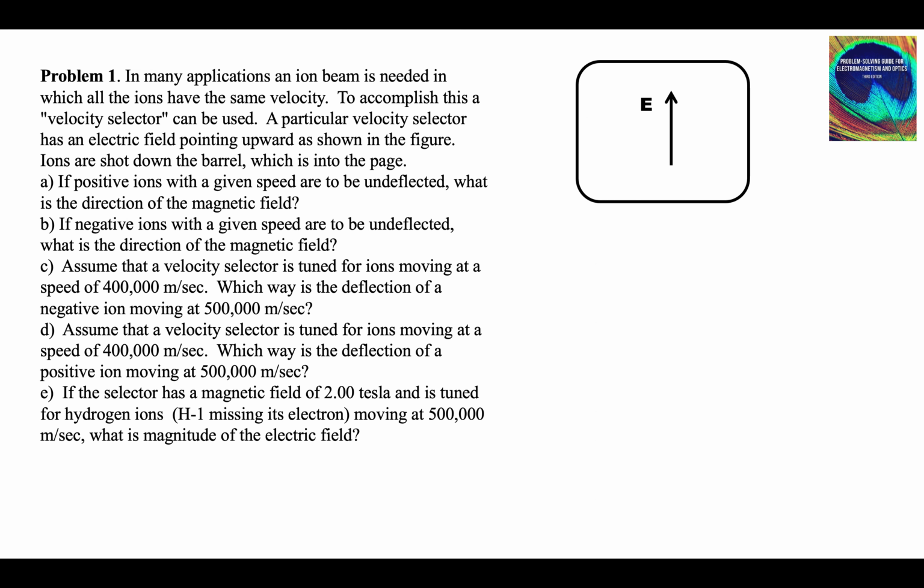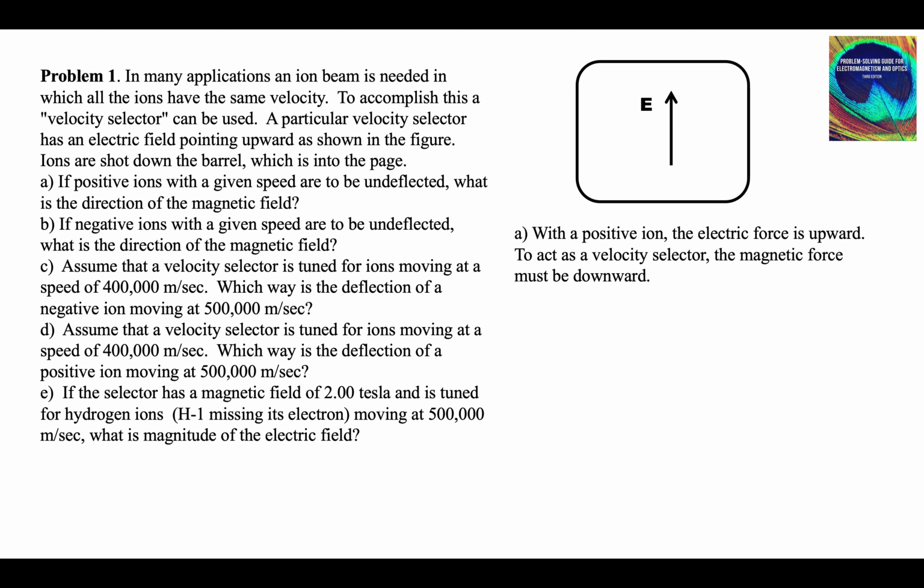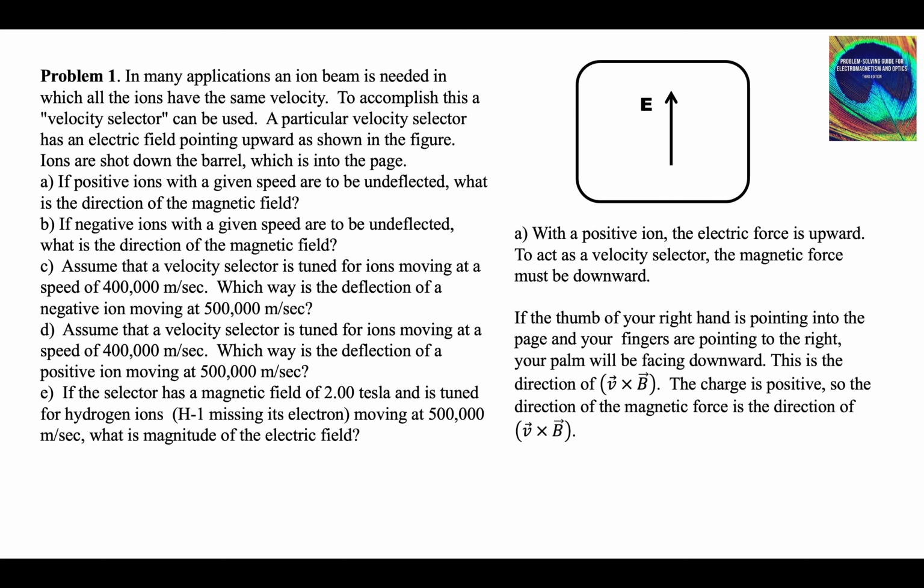Part A, if positive ions with a given speed are to be undeflected, what is the direction of the magnetic field? The electric field is upwards, it's a positive particle. The electric force is upwards. If it's going to act as a velocity selector, the magnetic force must be downward. So our palm must be facing downward when our thumb is pointing into the page. If our thumb's pointing into the page and our palm is facing downward, the B field is to the right.